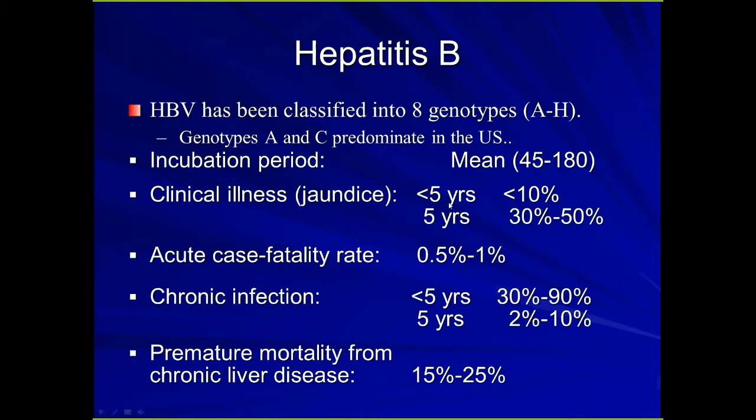By that same token, adults are much more likely to clear the virus, and we are much more likely to get jaundice also, suggesting that we mount an inflammatory response to the virus, and so we clear it. Neonates, on the other hand, do not mount an inflammatory response, so they become chronically infected.